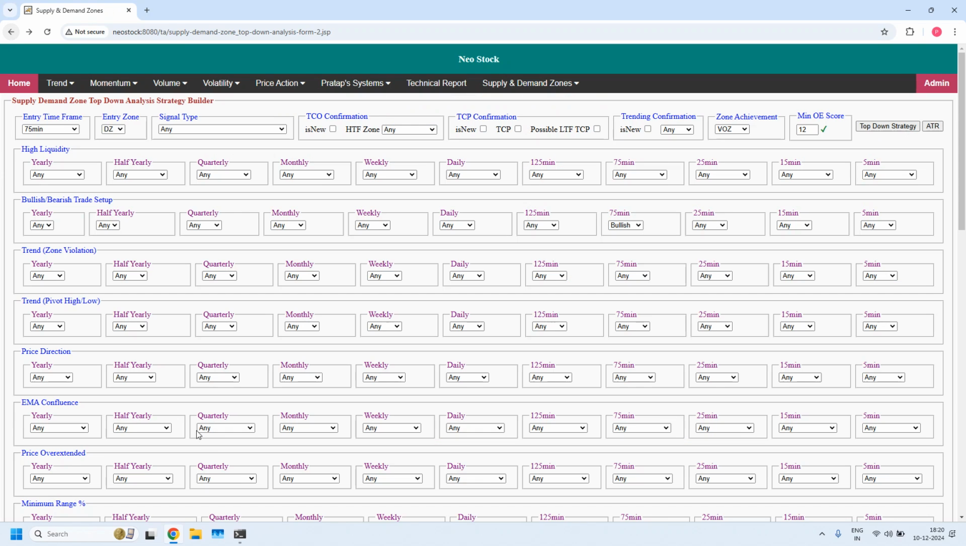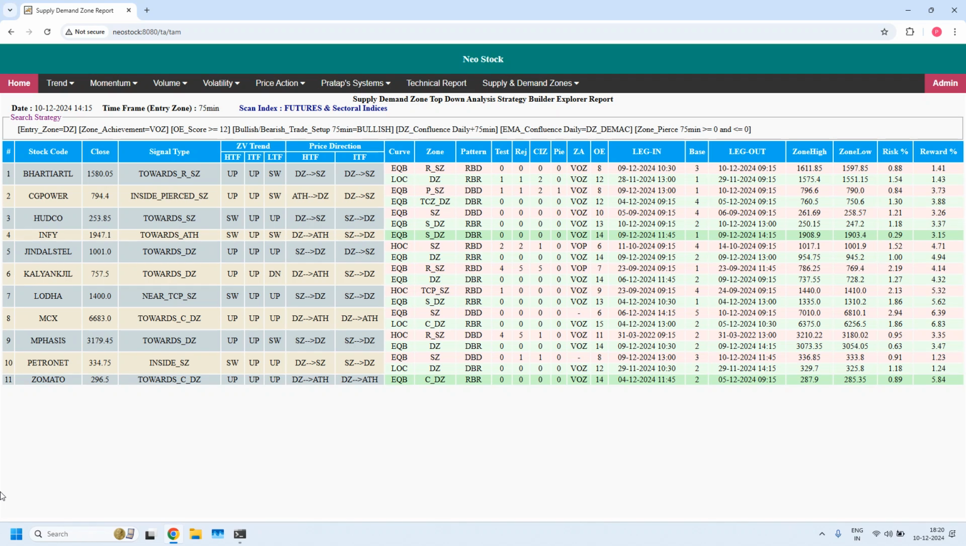Let us find those stocks in the EMA Confluence at the daily time frame, because 75 minutes entry zone is part of the daily zone. That is what Zone Confluence. That's why we are checking daily demand zone having daily EMA Confluence filter. That is what you learned in lesson 27. So daily demand zone with daily EMA Confluence. Let's filter. Now 11 stocks.